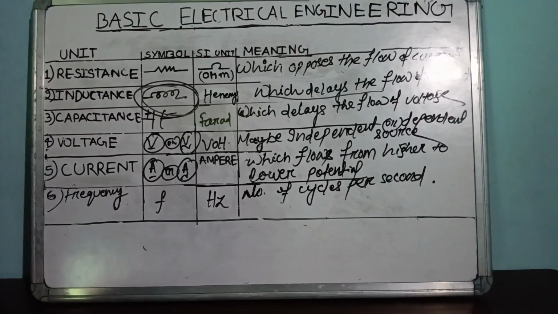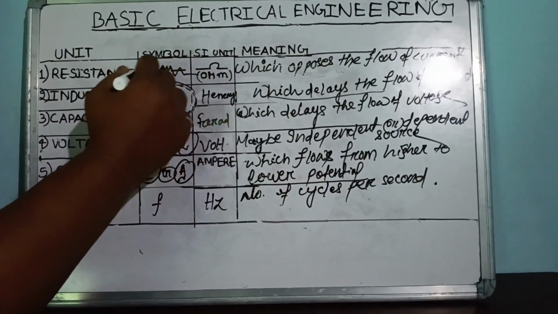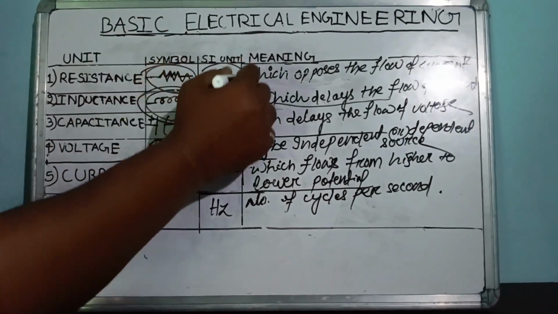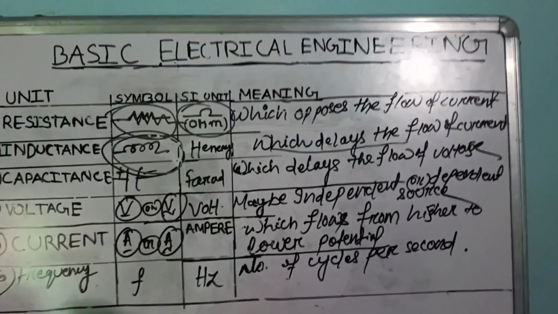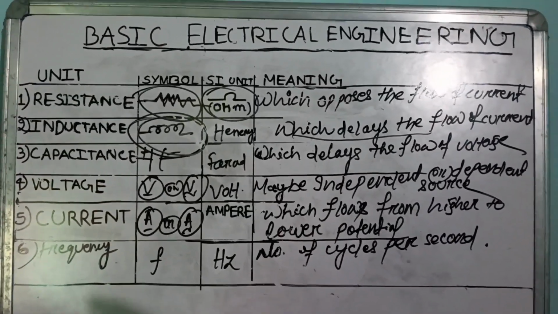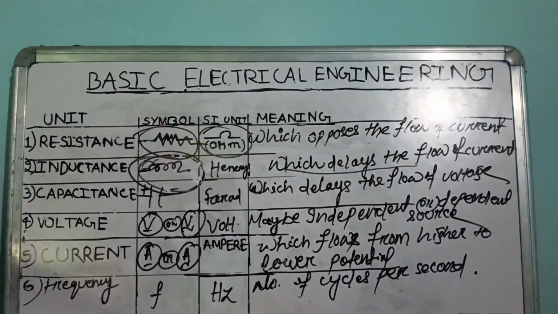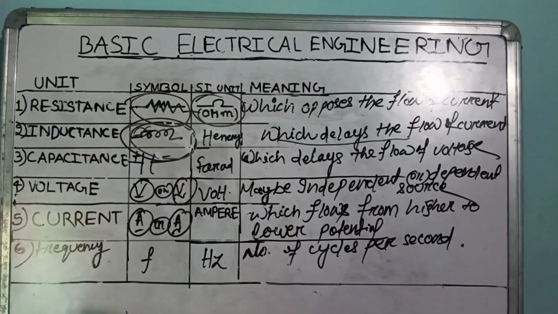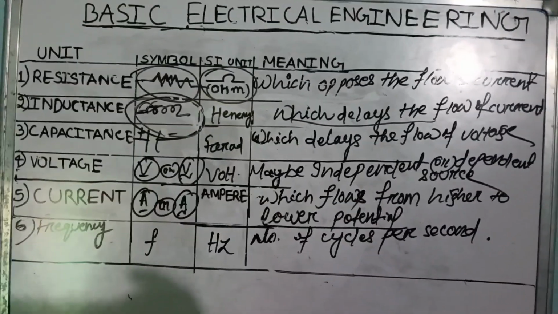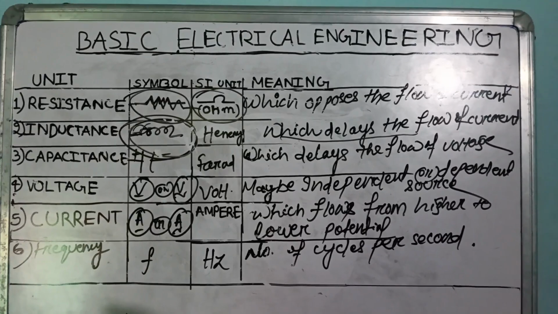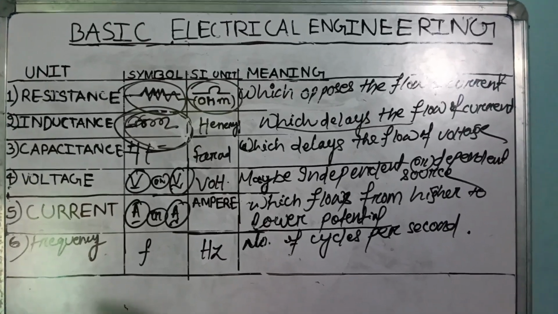That's why, like humps in the circuit, the resistance symbol is like this structure, and it is represented by the symbol ohm. Next, the term comes inductance. This inductance is represented by a coil-like structure. What is the function of this inductance? It delays the flow of current. That means it delays the rate of flow of current.